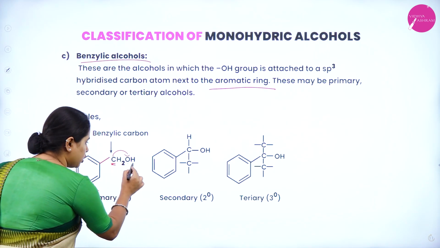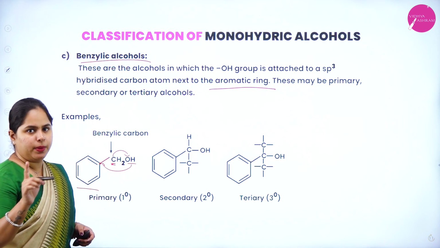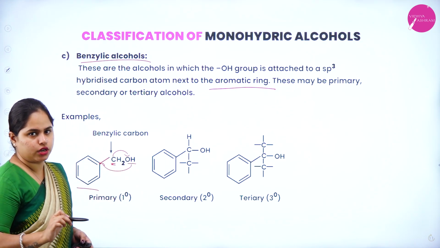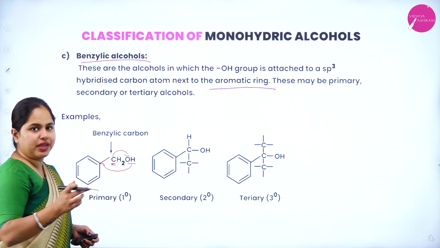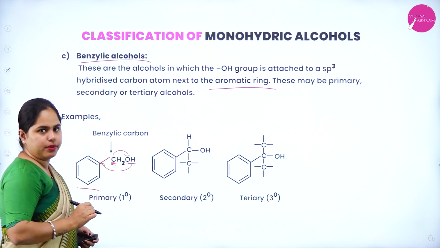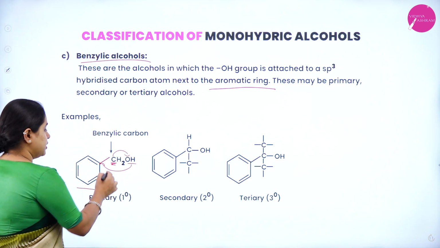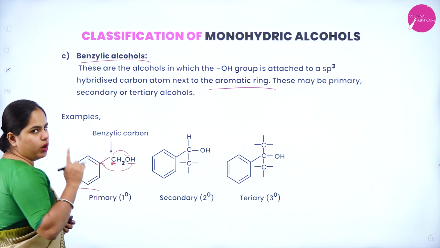But this hydroxyl group is not directly attached to the benzene ring. The benzene is attached to this carbon, which is attached to the hydroxyl group. So this is called the benzylic carbon. This is your benzylic carbon, not directly attached, right? The next one, this is primary. Why is this primary? This carbon atom is only further attached to 1 carbon atom.